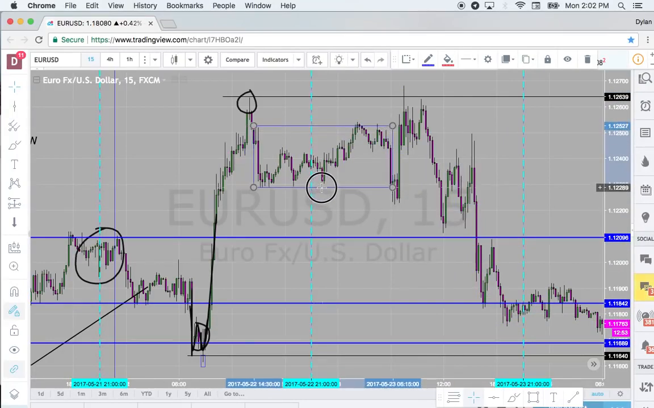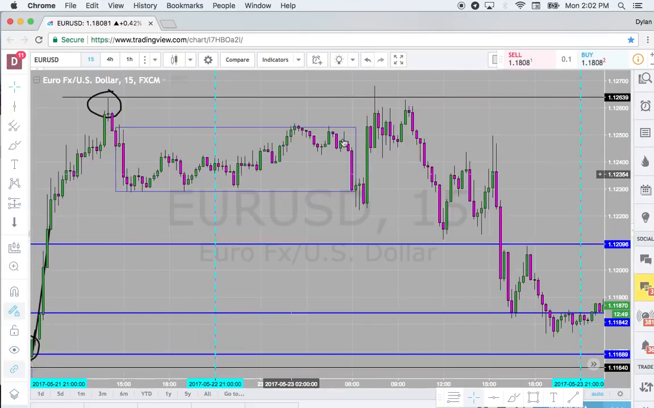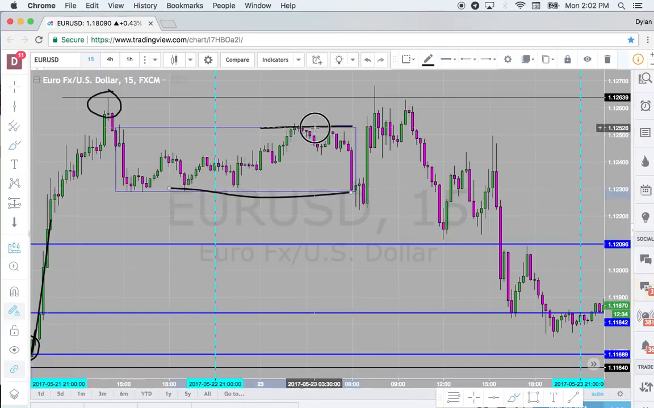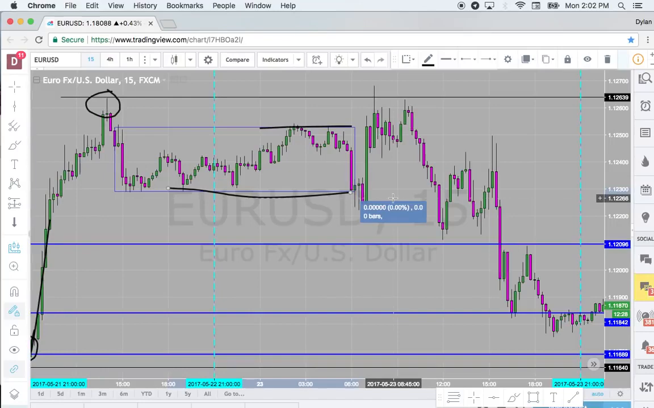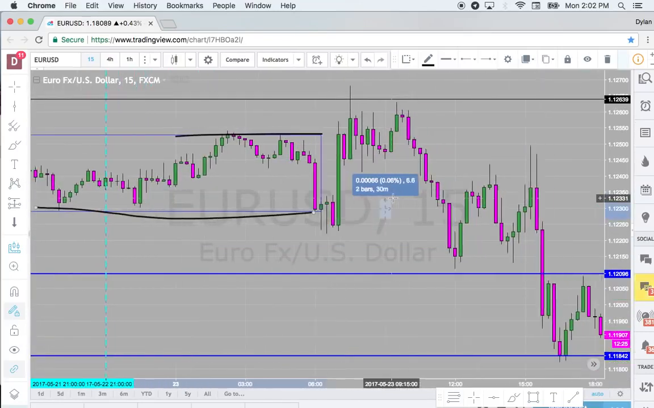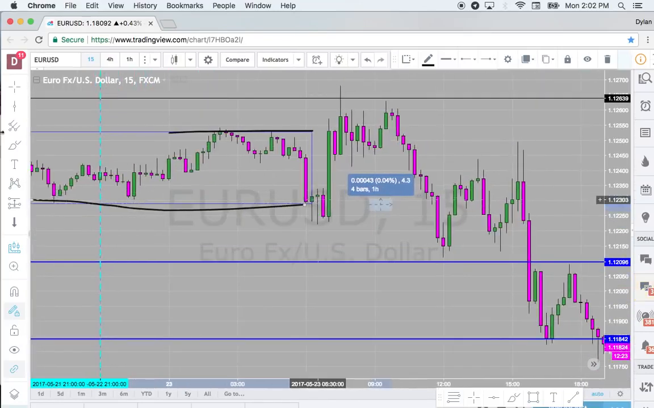So, what do we notice happens once again? Asian session, they make that range. They define a range. The range is defined right here. And this is about a 23 pip range. What happens coming out of that range? London session.